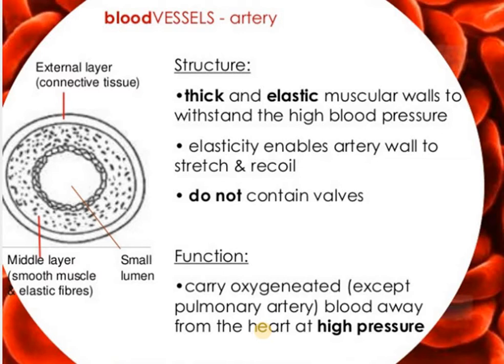Function, on the other hand: the artery's function is to carry oxygenated blood, except for the pulmonary artery. This artery is responsible for carrying deoxygenated blood, unlike all other arteries which carry oxygenated blood, and this blood is carried away from the heart at a higher pressure. If you can see the diagram here, the lumen is comparatively smaller than the lumen of the vein. The outer wall is quite thick, muscular and elastic.